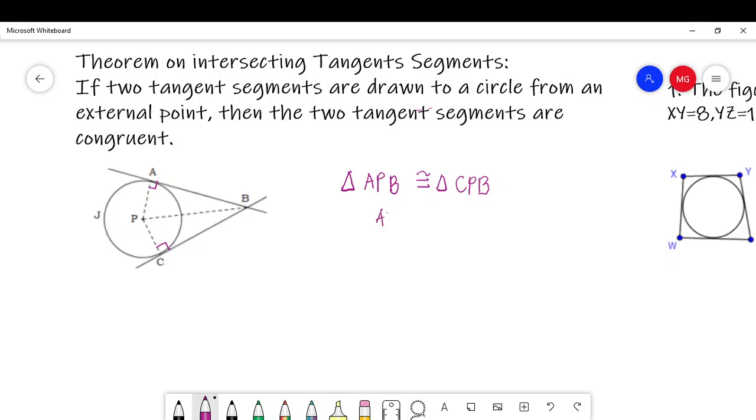So the segment AB is congruent to the segment CB. And if these two segments are congruent, then their measures are equal. So therefore, AB is equal to CB. The theorem says that if two tangent segments are drawn to a circle from an external point, then the two tangent segments are congruent. Okay, let us apply this concept on the exercises given.